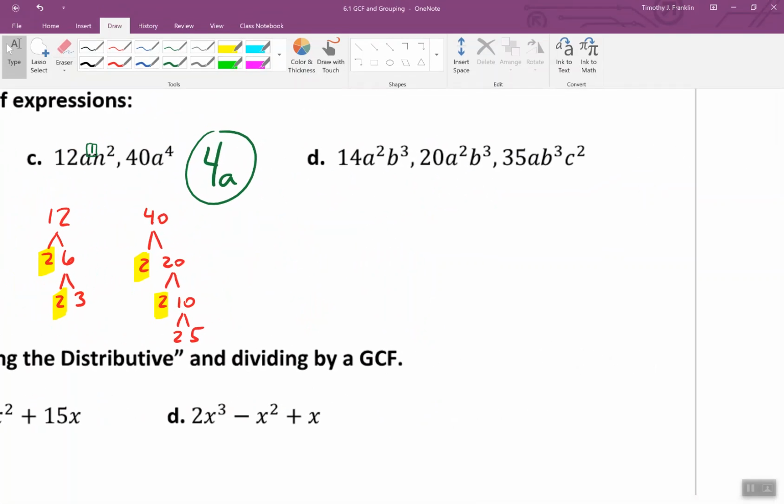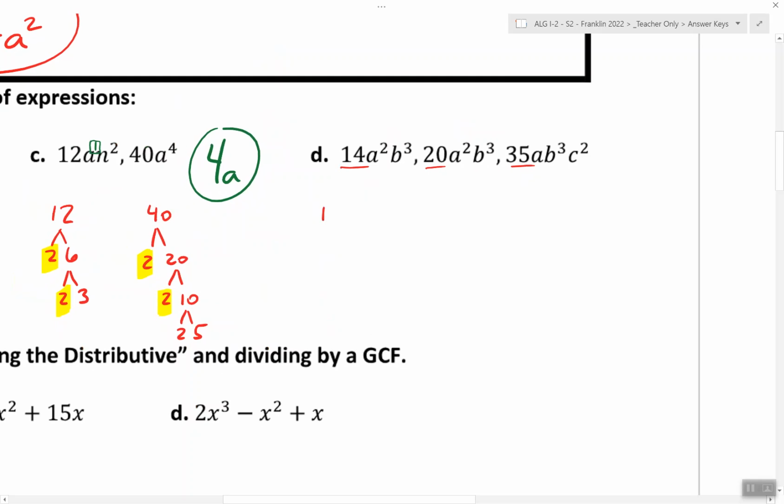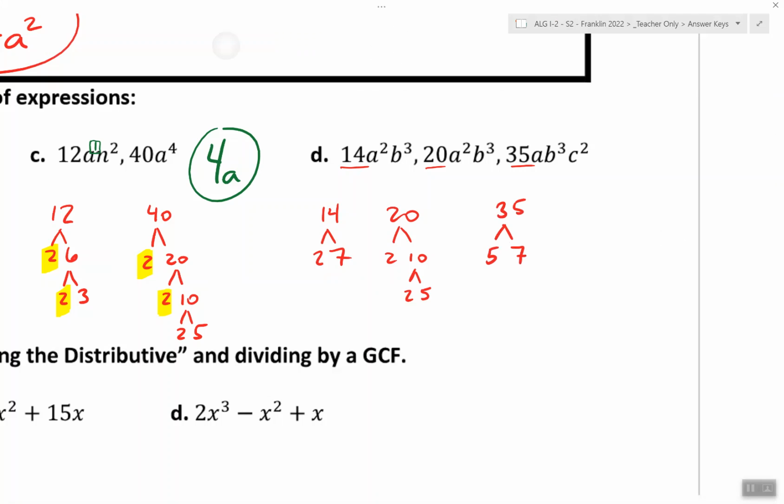Okay, now we have 3 more. Again, we have 14, 20, and 35. So 14 is 2 times 7. 20 is 2 times 10, which is 2 times 5. 35 is 5 times 7. So looking at these, they don't have a common prime factor. There is no number that they all have.